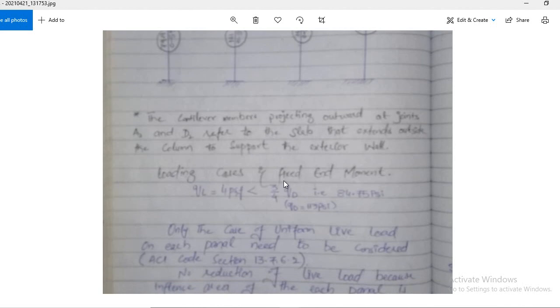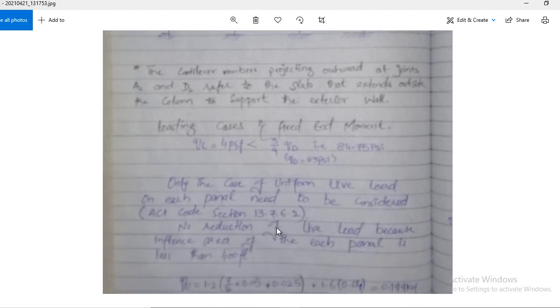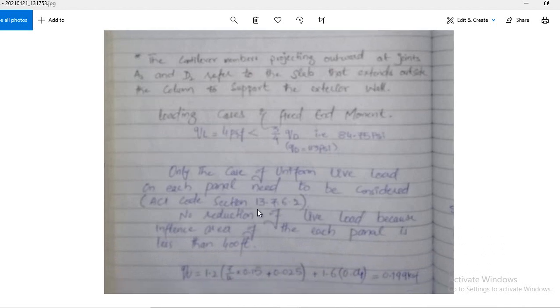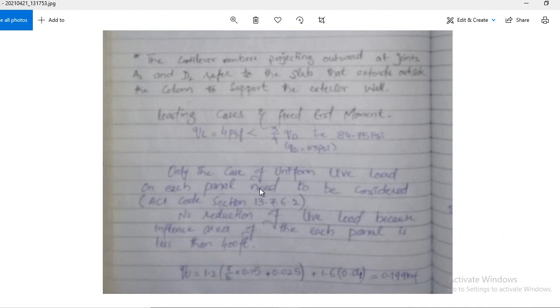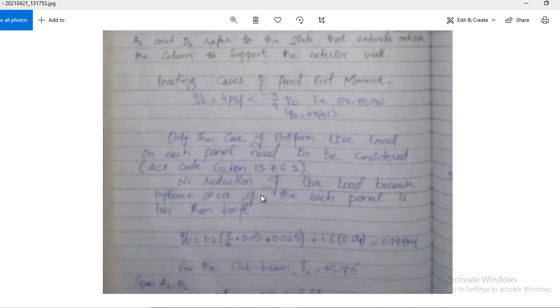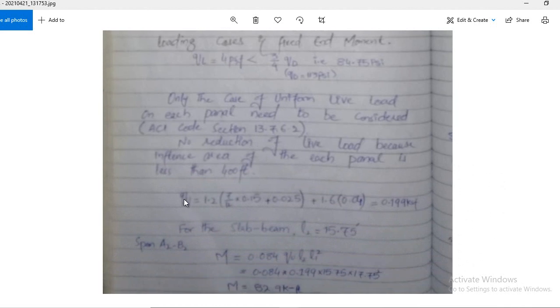Now here you see loading cases, so whether we have to run the pattern loading or not. As you see, your live load is 40 psf, which is less than 3/4 of QD, that is the dead load, that is 84. So 40 is less than 84, so we don't need to run the pattern loading. We just consider the full factored live load and full factored dead load. Clear? As we did in lecture number 8. So this is our QU calculation.